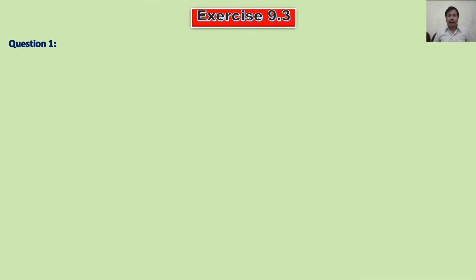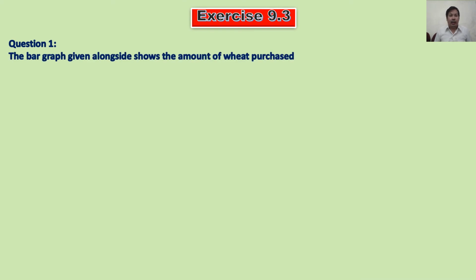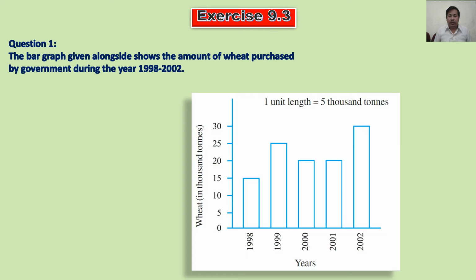Next we have exercise 9.3 and question number 1. It says that the bar graph given alongside shows the amount of wheat purchased by the government during the year 1998 to 2002. So here this is the given diagram of the bar graph. From here we have to study the graph and give answers to the questions asked. Here you see there are some more questions.